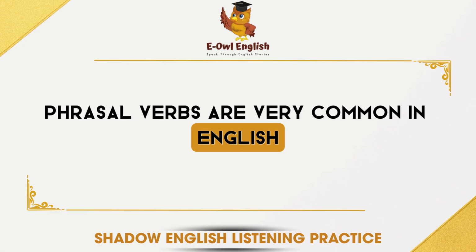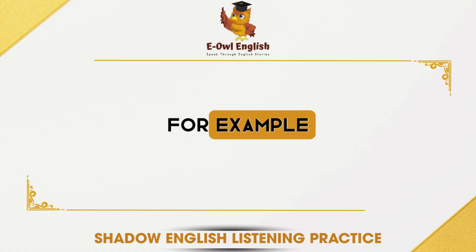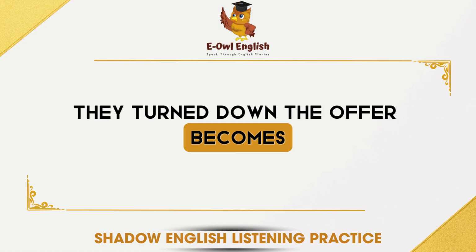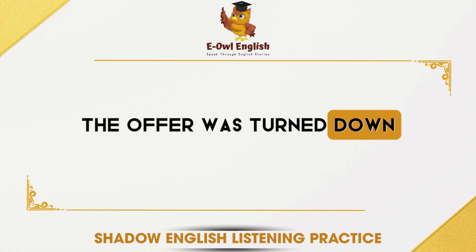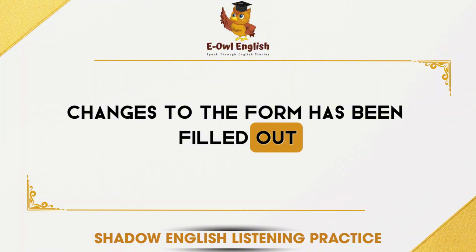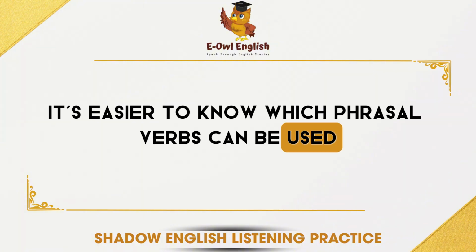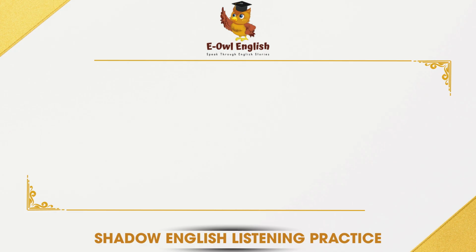Phrasal verbs are very common in English, and learning how to make them passive helps a lot. For example, they turned down the offer becomes the offer was turned down. Someone has filled out the form changes to the form has been filled out. Practice makes it easier to know which phrasal verbs can be used passively and which cannot.